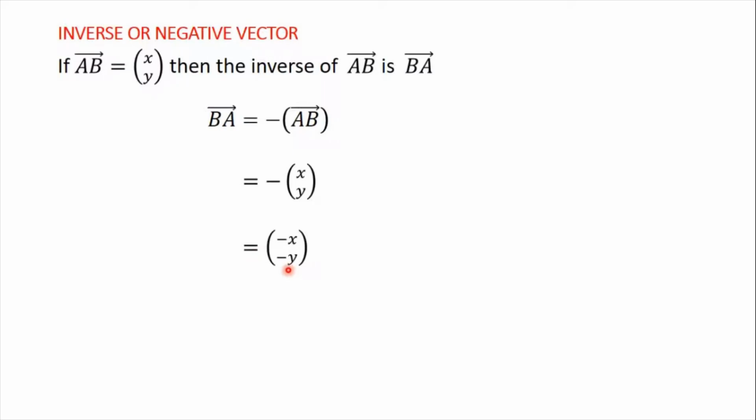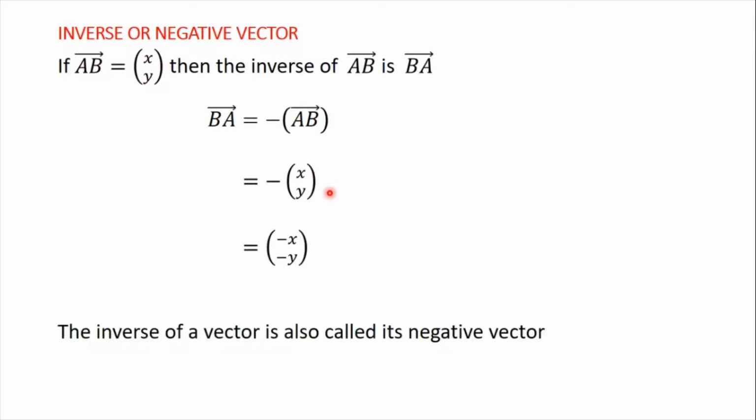So all that you need to do if you want to find the inverse of a vector is negate the X component and negate the Y component. So if you have vector AB and you want to find vector BA, it is equal to negative of the X component, negative of the Y component. That is all. Let's pick some examples.